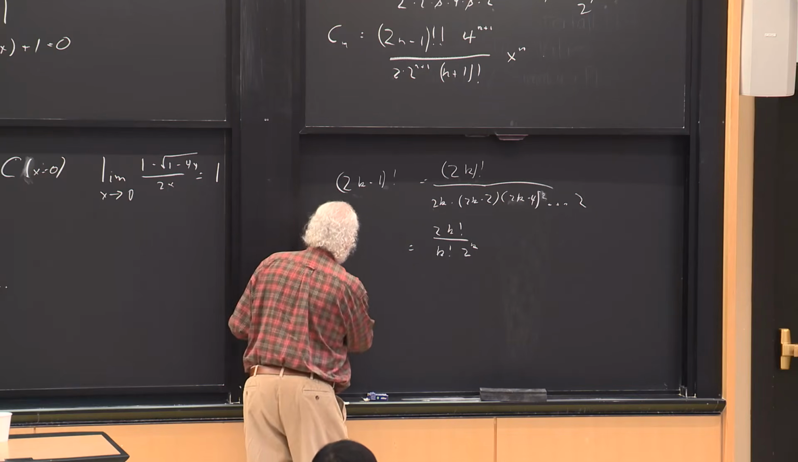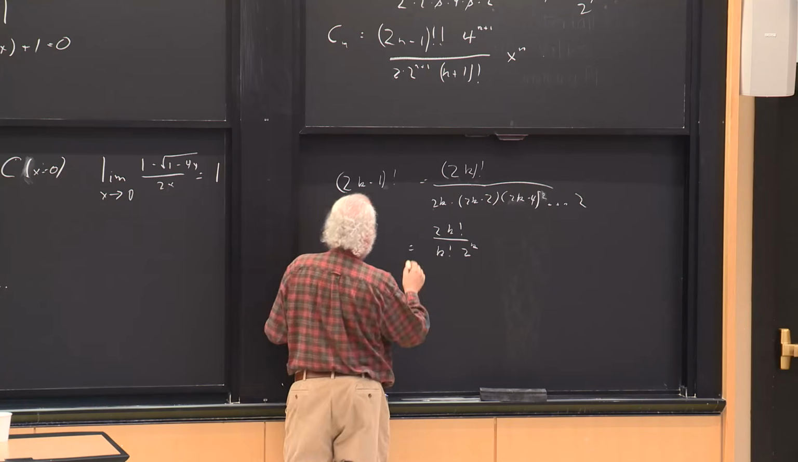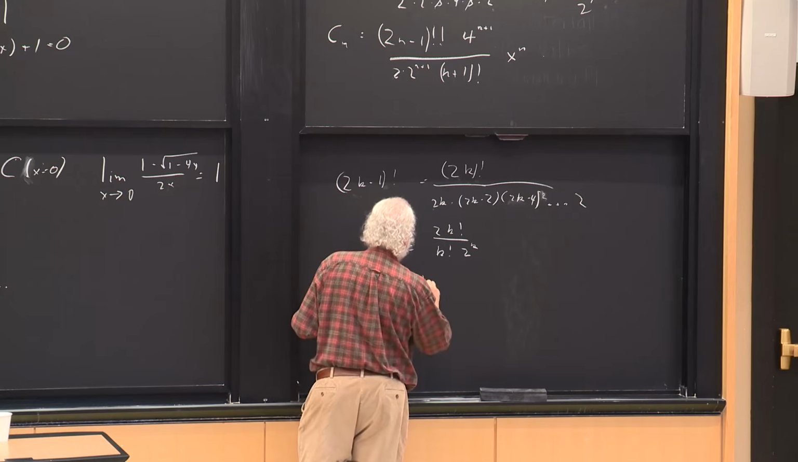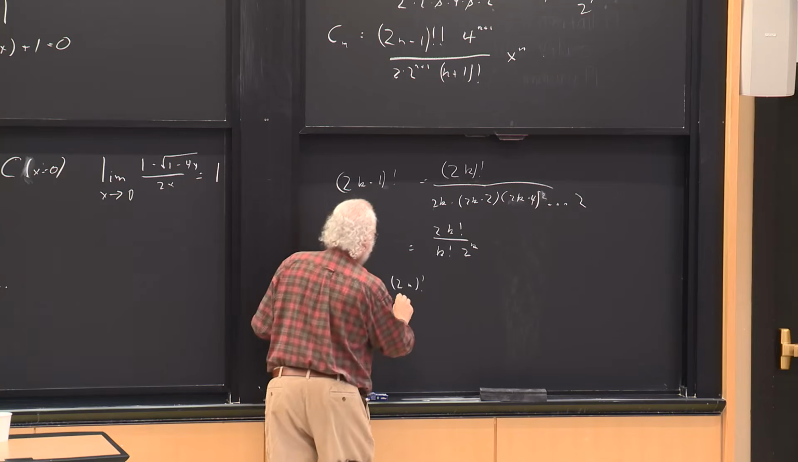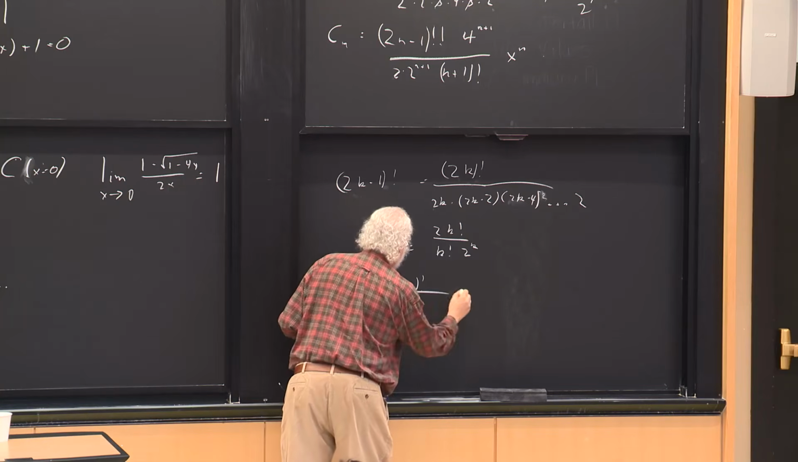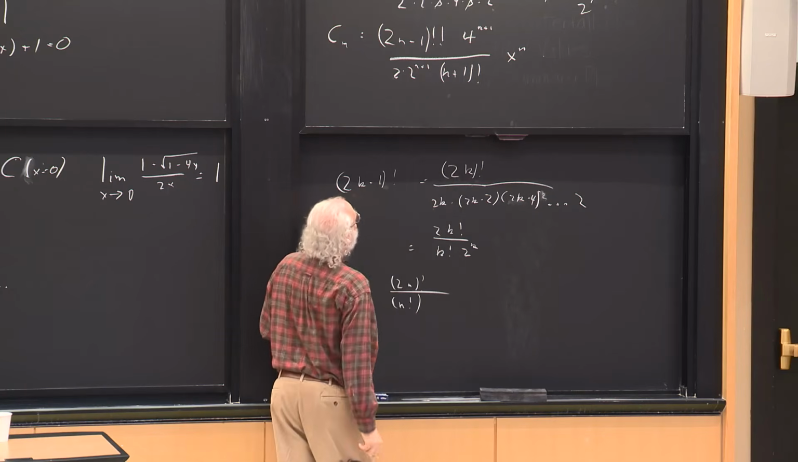So that says that c sub n is equal to 2n factorial divided by n factorial. And over here we have an n plus 1 factorial.